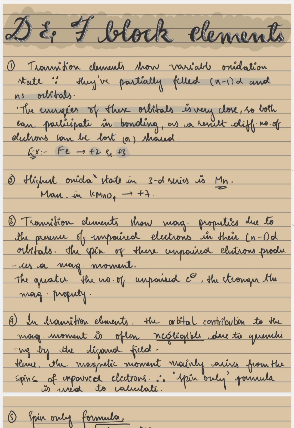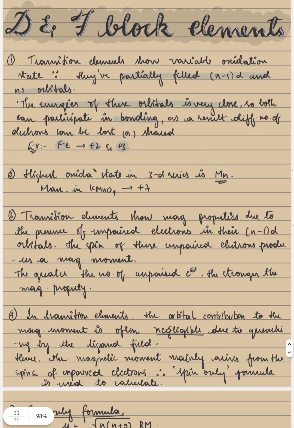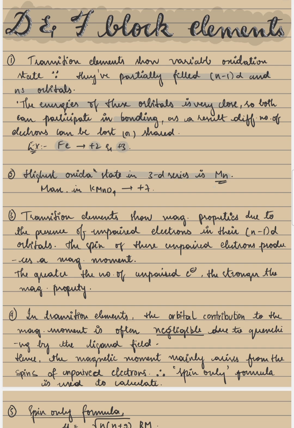So the question is, why do transition elements show variable oxidation state? Partially filled n minus 1 d and ns orbitals, and the energies of these orbitals are very close, so both can participate in bonding. As a result, different numbers of electrons can be lost. What is the highest oxidation state in the 3d series? It is manganese. Maximum in KMnO4 is +7.